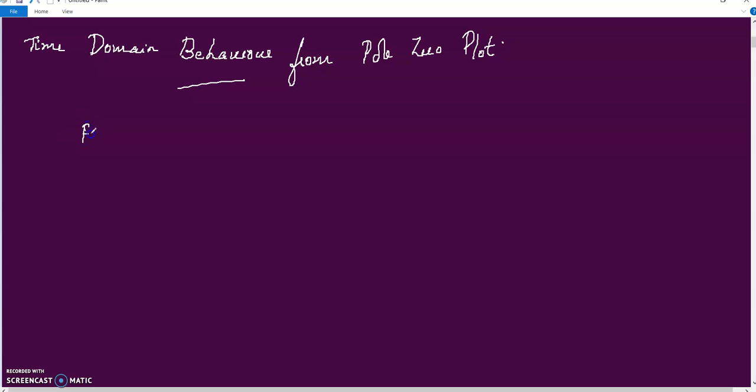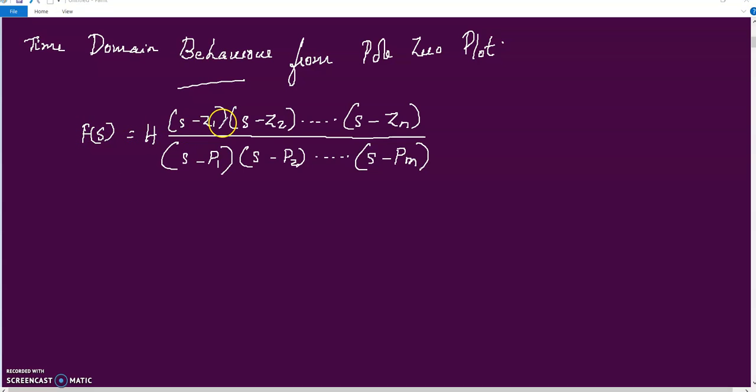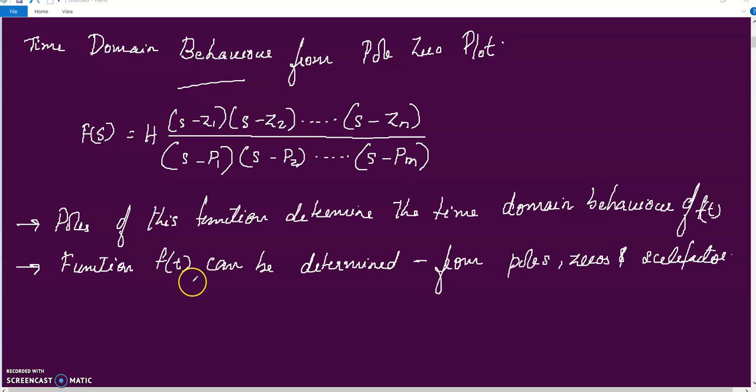You know that F(s) is equal to H into (s minus z1) into (s minus z2) etc. up to (s minus zn), divided by (s minus p1) into (s minus p2) etc. up to (s minus pn). The poles of this function determine the time domain behavior of the function f(t). The function f(t) can be determined from poles, zeros and scale factor.